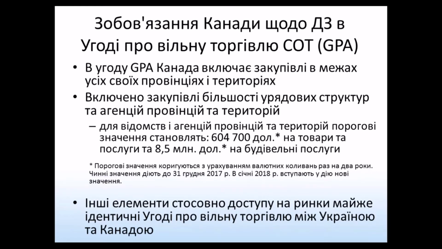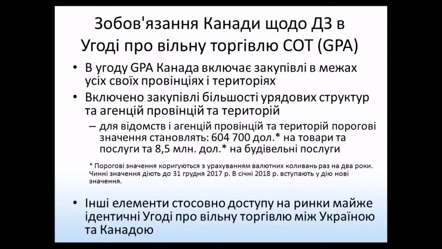So I will now turn to the WTO GPA. The key difference between the GPA and the Canada-Ukraine Free Trade Agreement in terms of access to procurement in Canada is the inclusion of provinces and territories in the GPA. So the procurement activities of most provincial and territorial government departments and agencies are covered in the GPA. The thresholds that apply there are the same as the ones I highlighted earlier for crown corporations. That is a little over $600,000 for goods and services, and then $8.5 million for construction services.